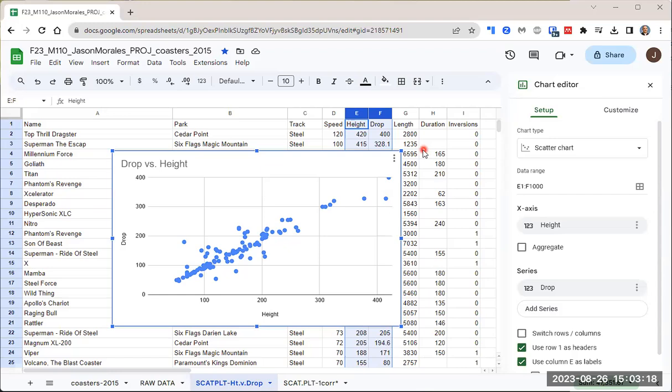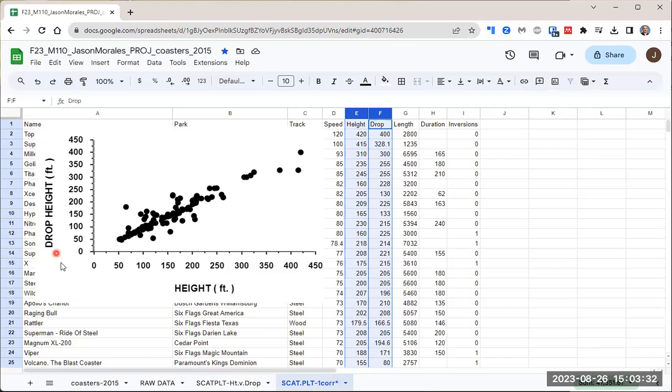Our goal, proceeding through this video tutorial, is to take a scatter plot like this and reformat it so we have a scatter plot that looks like this. And the reason why we want it to look like this is it's much more professionally presentable. What makes this professionally presentable?